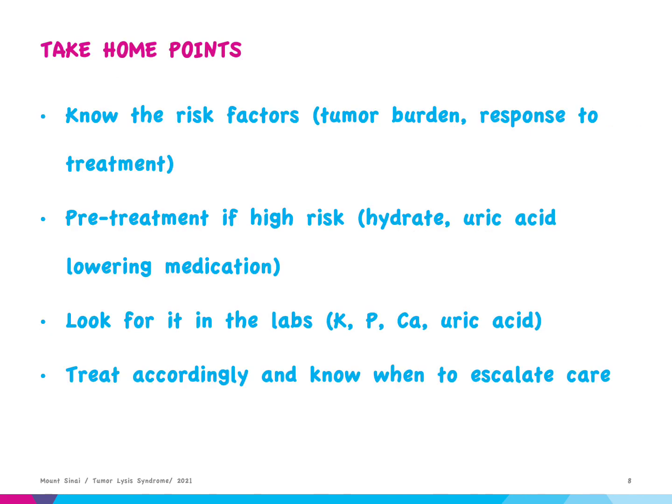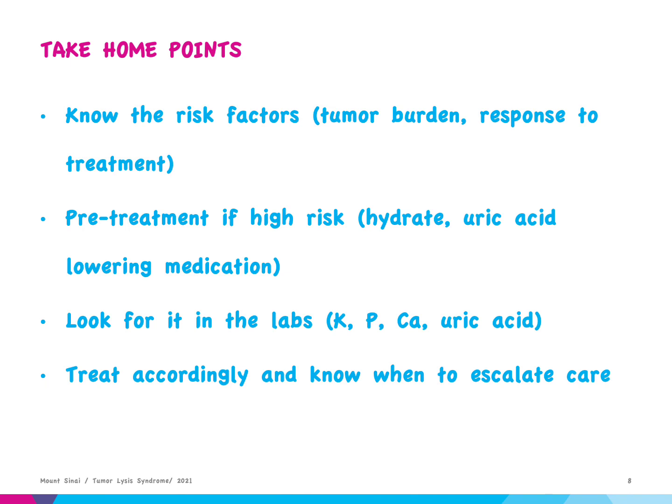And for some of the take-home points, basically know the risk factors so you can identify TLS. We talked about some of these conditions, and pre-treat if the patient is high risk. Hydrate, give uric acid lowering medications if needed. Look for it in the labs. Check K, phos, calcium, uric acid.